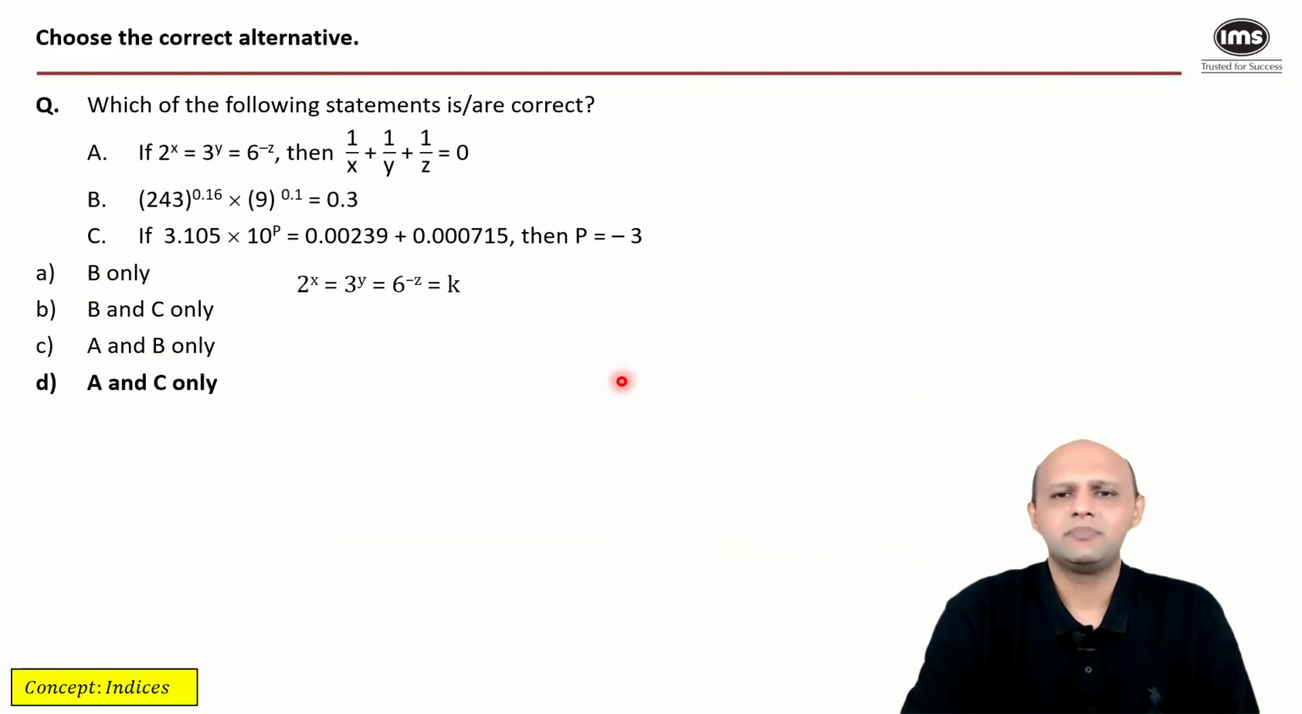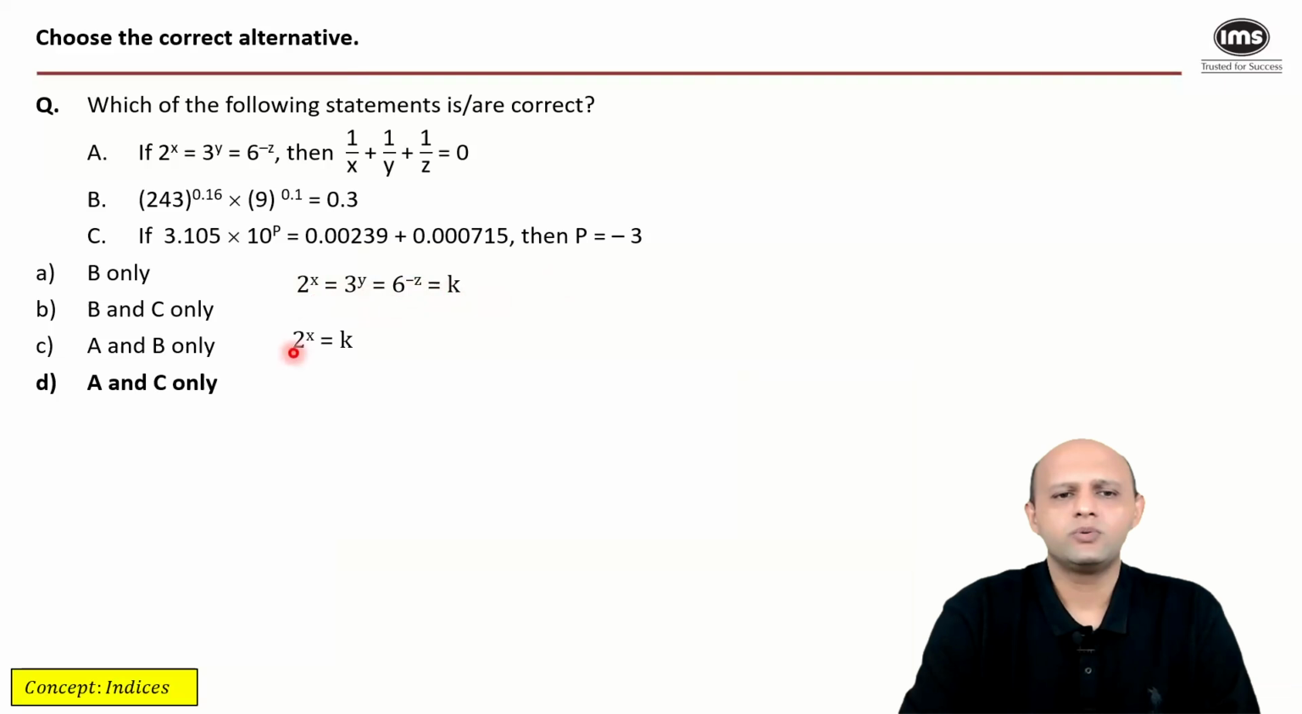How will you evaluate statement A? This is a standard process to do that, friends. Just equate this entire expression to be equal to K, and then treat every part of the expression piecewise. Okay, so let's look at 2 raised to x equal to K first, then 3 raised to y equal to K, and 6 raised to minus z equal to K separately.